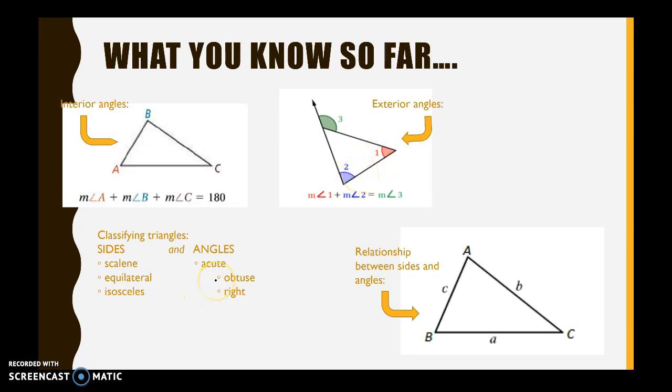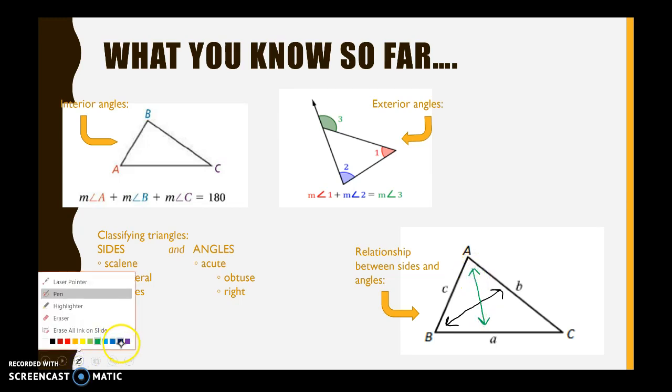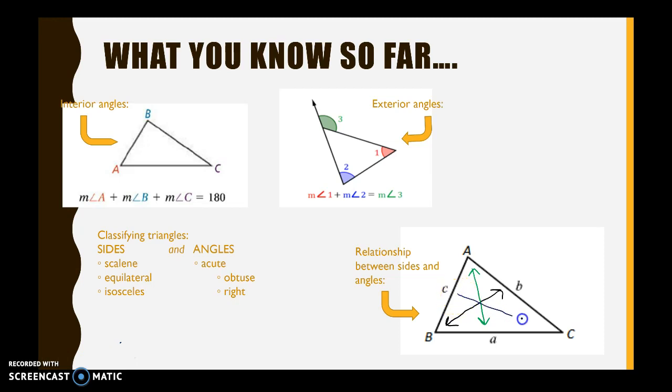We classified triangles using a side length classification and an angle measure classification. And then we discussed the relationship between sides and angles. So a side and an angle are always opposite each other in the triangle. Angle B is opposite side length B. Angle A is opposite side length A. And then lastly, angle C would be opposite side length C.